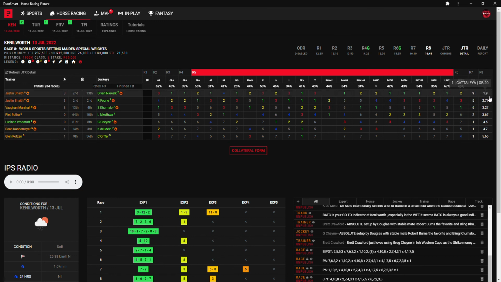Here is 1.9 versus Hyde Park 2.77. So yeah, I think Justin Snaith has got a little bit of a plan here. He's got first and second in this race. So that's the kind of thing that I think is worthwhile considering.